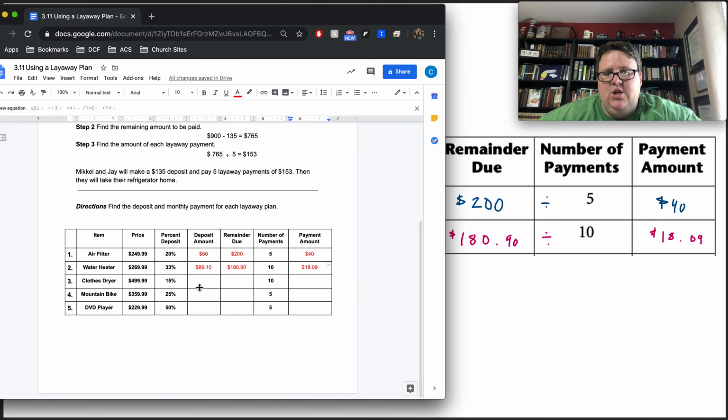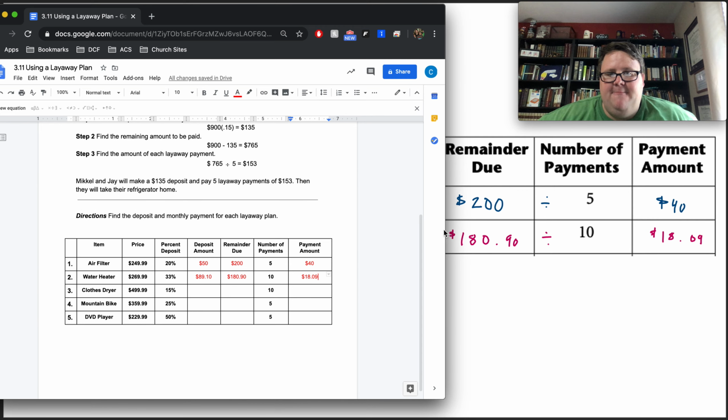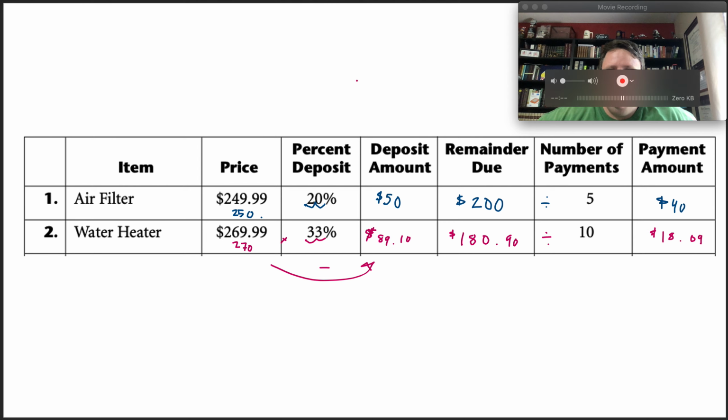So then you're just going to do 3 more problems after this. You're going to do the clothes dryer, the mountain bike, and DVD player, which on your worksheet are 5, 9, and 10. Again, I think it's easier to just turn it in on Google Classroom. It goes automatically in, but however you're doing the work is fine with me. Just make sure that you get it done. Any questions, reach out. You guys know where to find me.